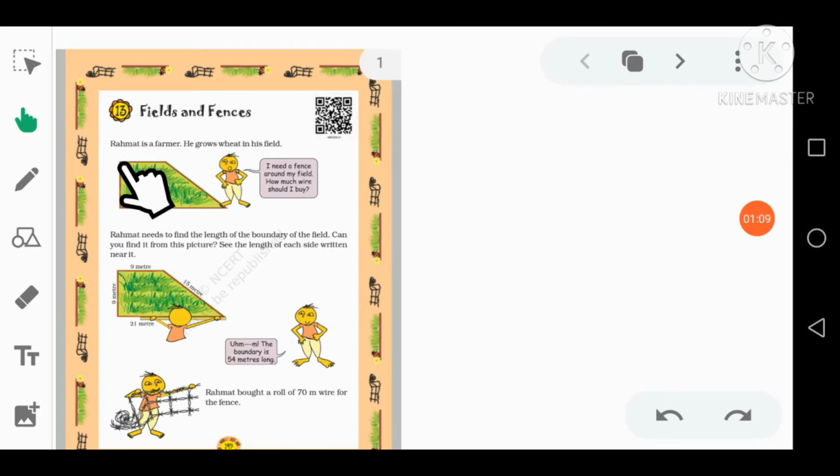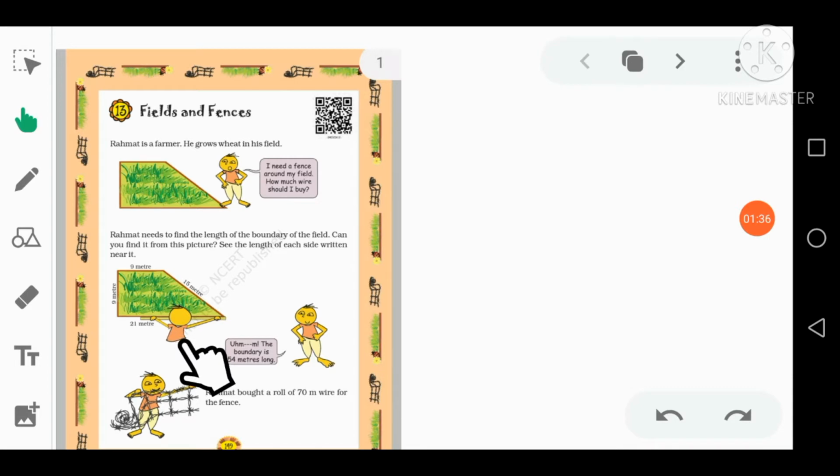So here you can see 1, 2, 3, 4 boundaries are there. So 4 sides are there, right? All these sides we should add, then we will get the length of the boundary. So here all the measurements are given: 9 meter, 15 meter, 21 meter, 9 meter. Now what you have to do is calculate the boundary. So add all these and find the answer.